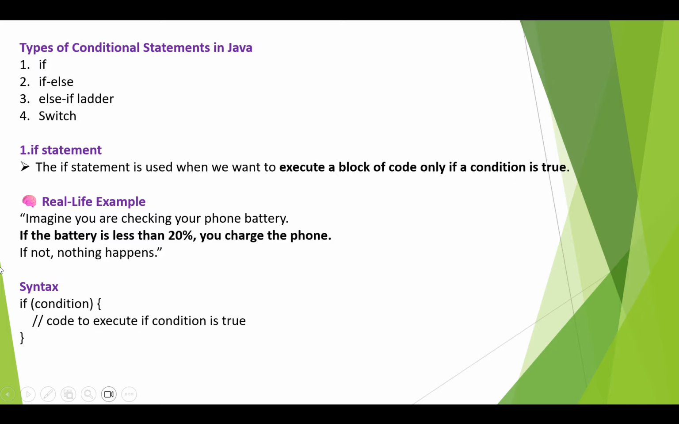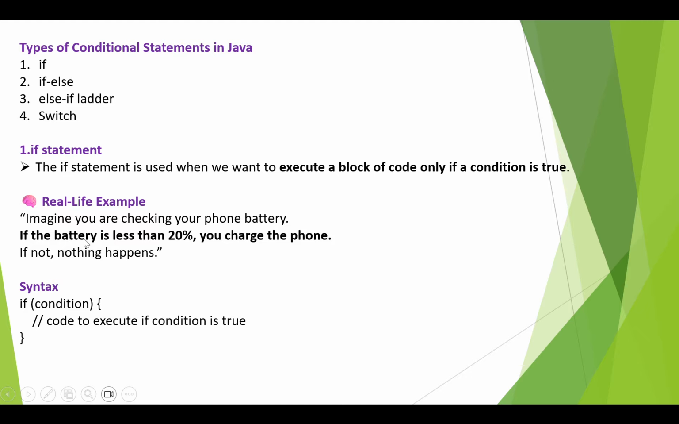So this is the syntax. And we have some condition. We are checking whether that condition is true or not. If that condition is true, we'll go inside this block and we'll execute the block of code. If condition is false, this block of code will be skipped and we can proceed with the further execution.